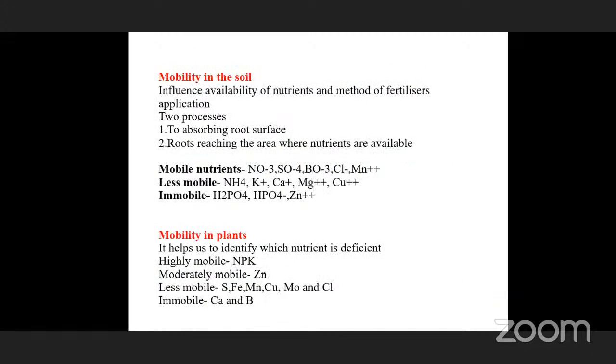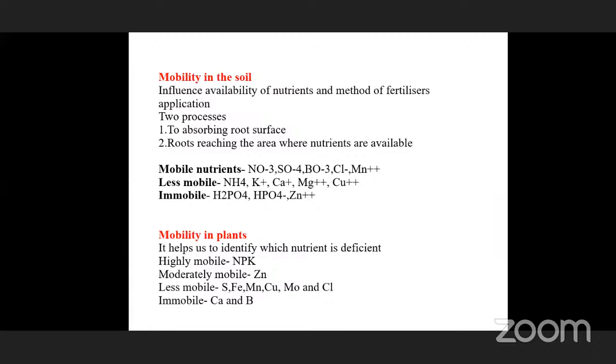Next is classification based on the mobility of the nutrients. As the nutrients are present in the soil, they have to become mobile. It means they have to get dissolved in the soil solution and reach the plant. The mobility of nutrients in the soil helps us to identify the availability of nutrients and the method of fertilizer application. If the nutrients are less mobile, they get attached to the soil particles.